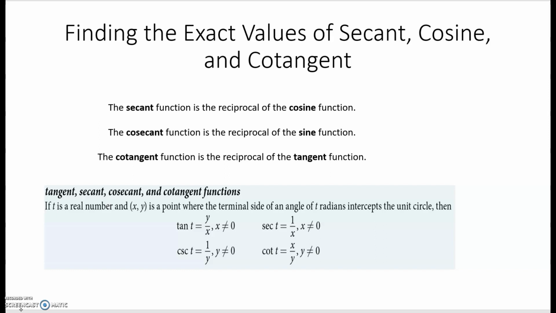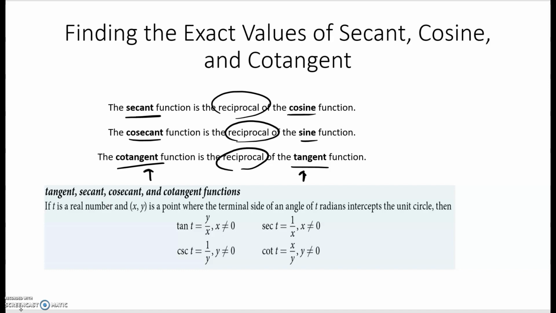What we need to look at is secant is always the reciprocal of cosine. Cosecant is always the reciprocal of sine, and cotangent is always the reciprocal of tangent. These two, that's pretty easy to remember. Tangent and cotangent, they're reciprocals of each other.